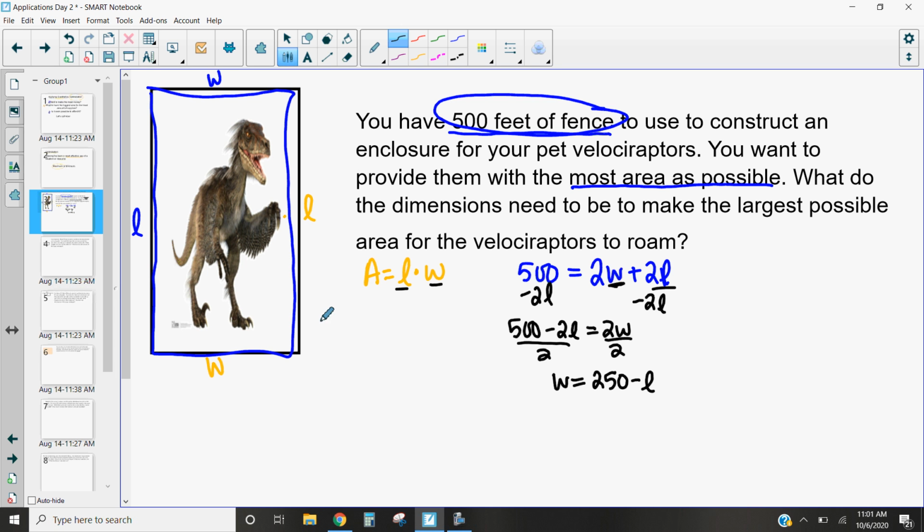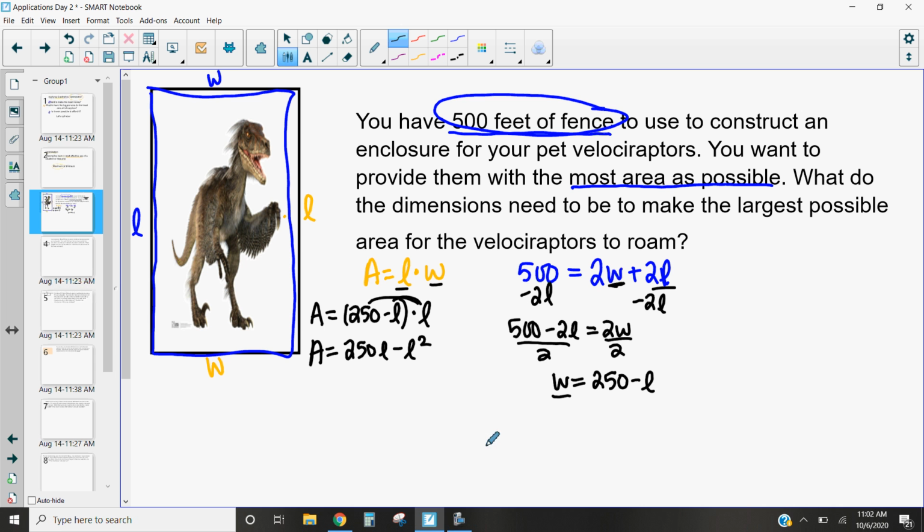So now I'm going to find my optimized area. I'm going to write my area in terms of width. So instead of writing width here, I'm going to substitute in my width equation. So I've got 250 minus the length times the length again. So instead of writing out width, we replaced it with our equation for width. Then we want to solve this. So our area equals, well, we're going to multiply this in to get a quadratic: 250 times the length minus the length squared.